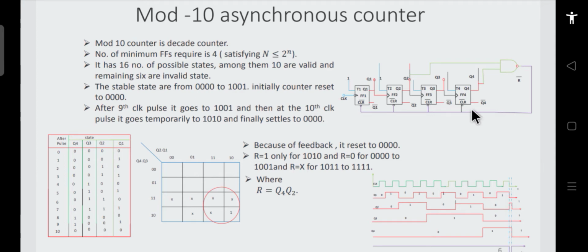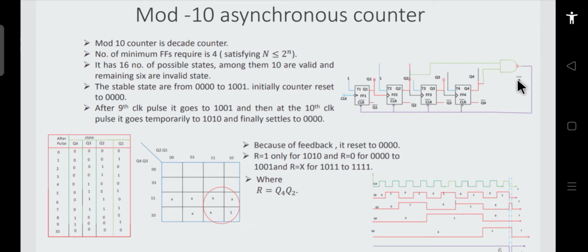Now there is a clear input which is connected together with the reset. This we have already understood. Then these are T flip-flops, so the T input is connected to 1 permanently. And these are the Q1, Q2, Q3, Q4 outputs.